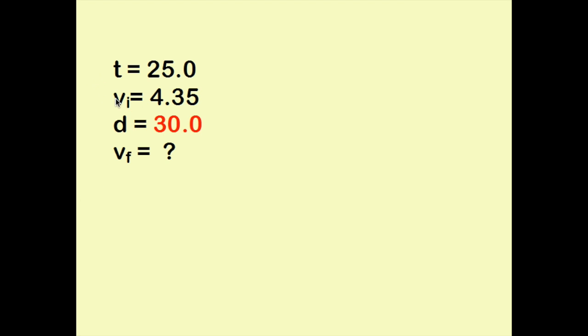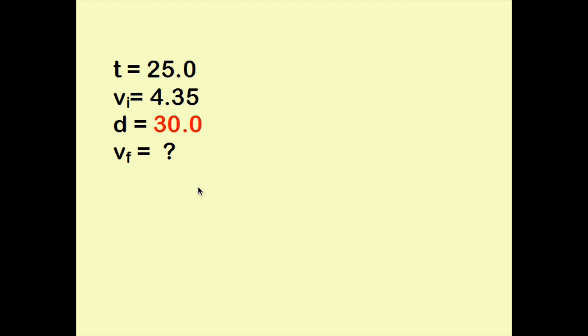Notice there's no A on my list. Acceleration's not on my list. I don't know what it is, and I don't want to know what it is. But I do know that my velocity is changing, because here's what it starts at, and I'm to find what it ends at. So I know it must be changing. It's not a constant speed.